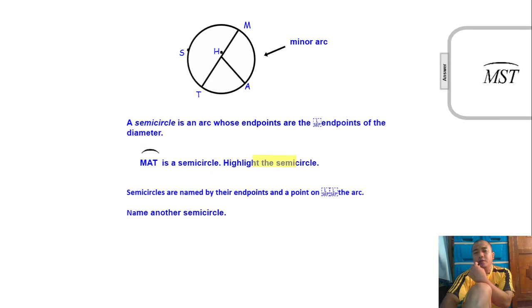A semicircle is an arc whose endpoints are the endpoints of the diameter. So it's just one half of a circle. It is named by the endpoints and a point on the arc. Name another semicircle aside from arc MAT. Yes, arc MAT is a semicircle. Another is arc MST. It's also a semicircle.